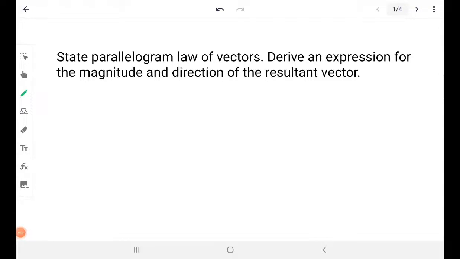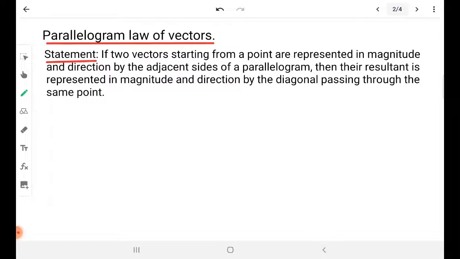The question is, state parallelogram law of vectors, derive an expression for the magnitude and direction of the resultant vector. Statement is, if two vectors starting from a point are represented in magnitude and direction by the adjacent sides of a parallelogram, then the resultant is represented in magnitude and direction by the diagonal passing through the same point.